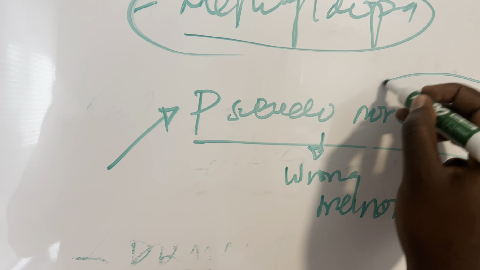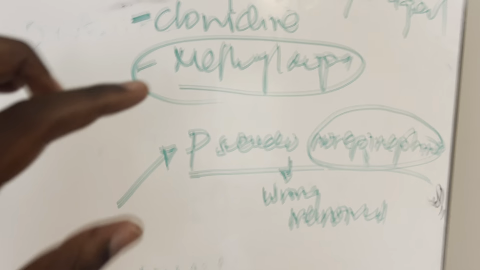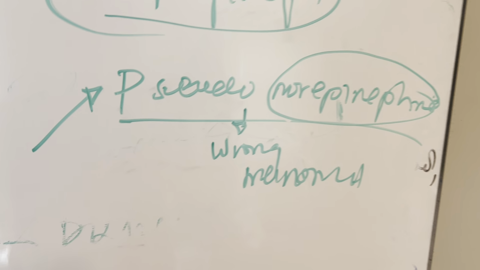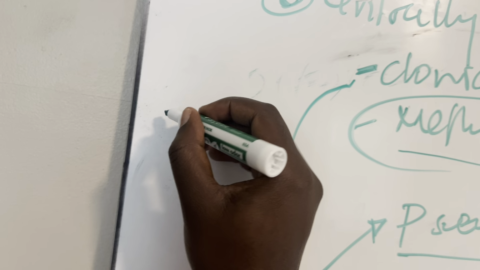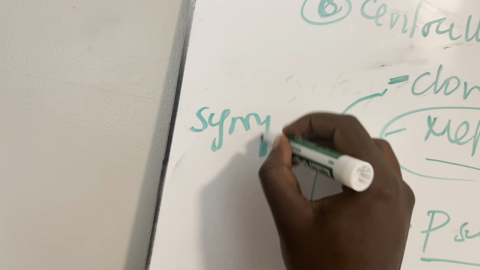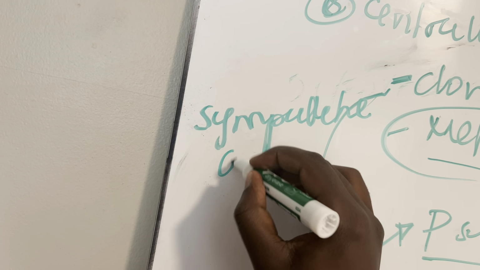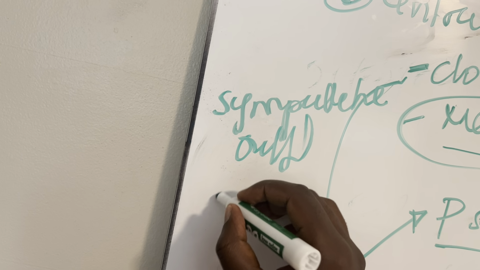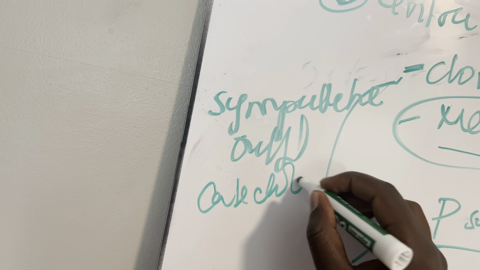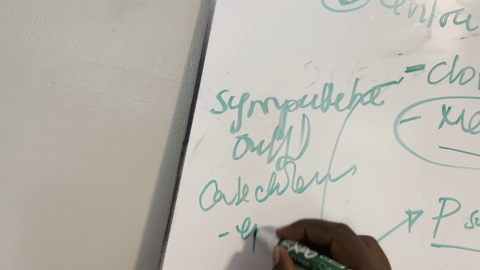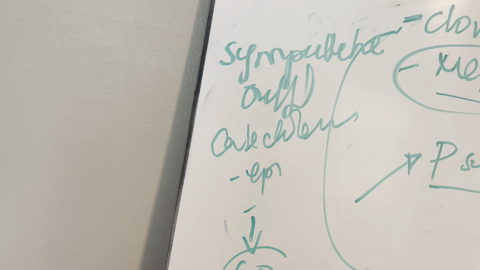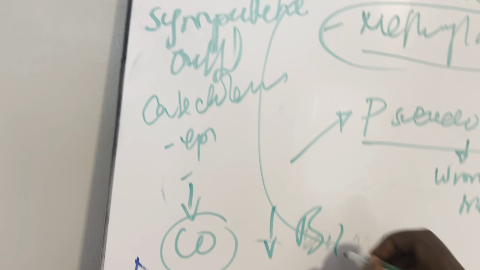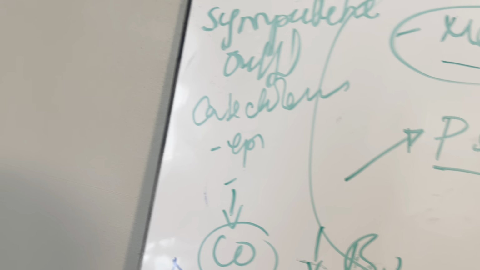So we know we have norepinephrine, but this methyldopa will be converted to pseudo norepinephrine. As a result, the body will stop producing norepinephrine. All this will cause a reduction in what you call sympathetic outflow. So meaning those catecholamines such as epinephrine and norepinephrine will be reduced, with a reduction in cardiac output and a reduction in high blood pressure.